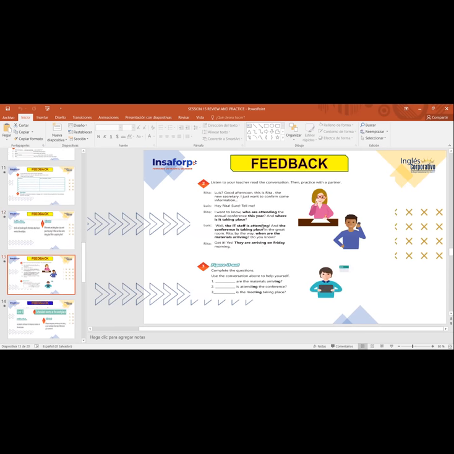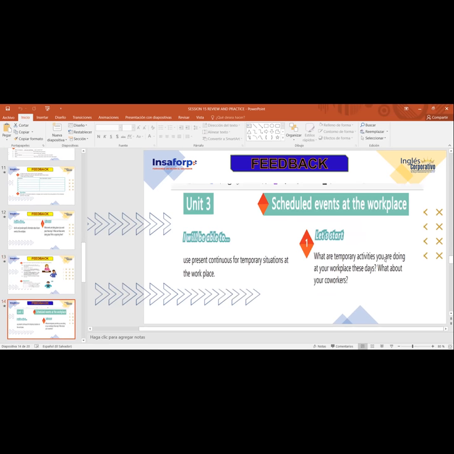And this is the conversation we were practicing, okay, between Rita and Luis. And also, what are temporary event activities you are doing at your workplace these days? Las actividades temporales que ustedes están realizando y que van a realizar en estos días de acuerdo a su programación, a su agenda. And what about your coworkers? Si usted está haciendo determinadas actividades, ¿cuáles son las otras actividades asignadas a los compañeros?